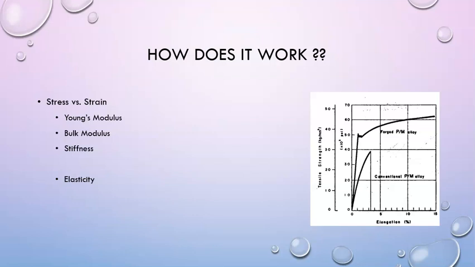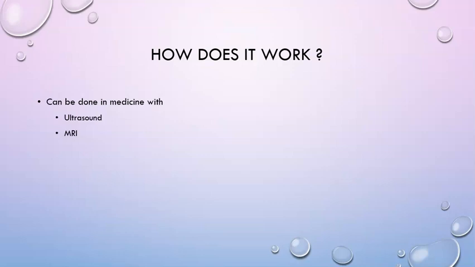So we have Young's modulus, which is a graph which measures the bulk modulus, which gives us the stiffness. And of course the reciprocal of the stiffness, the opposite of the stiffness, if you will, is the elasticity of the object. And so the elasticity of the object is how easy it squishes, to use a technical term. So we can do this in medicine with both ultrasound and MRI and get good results.